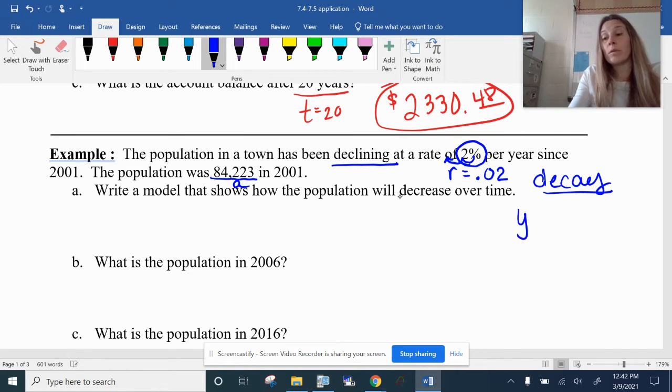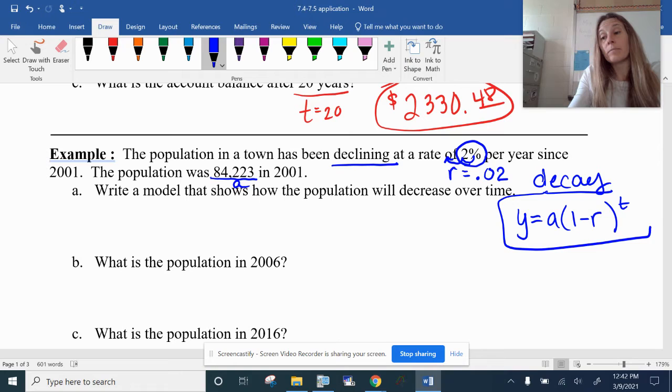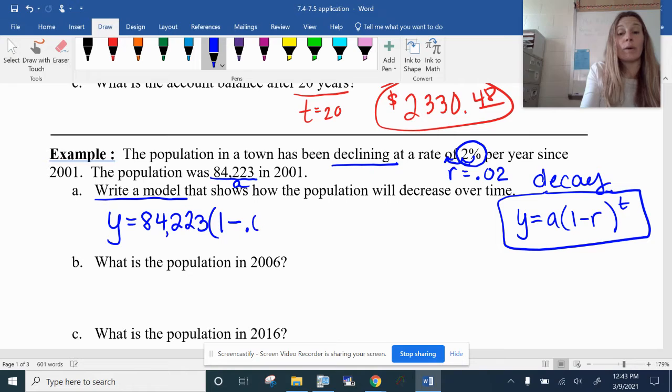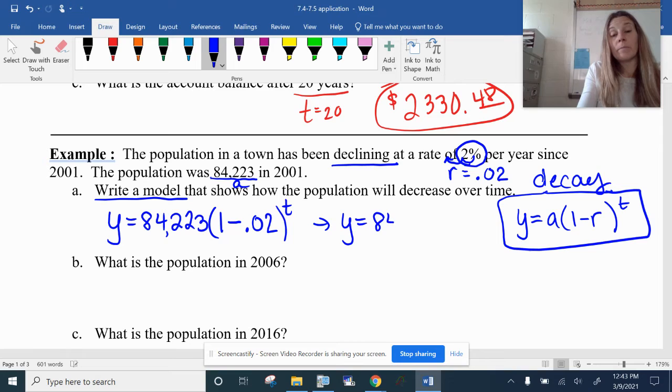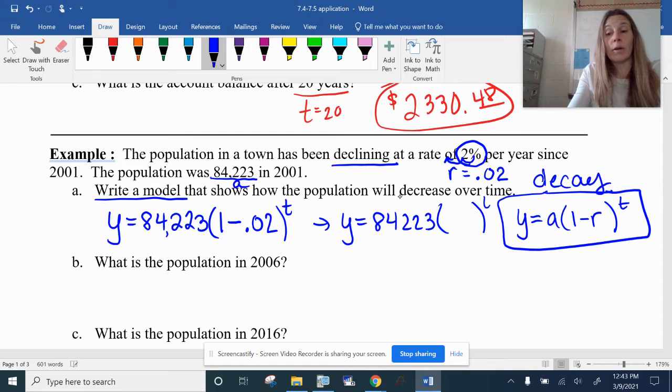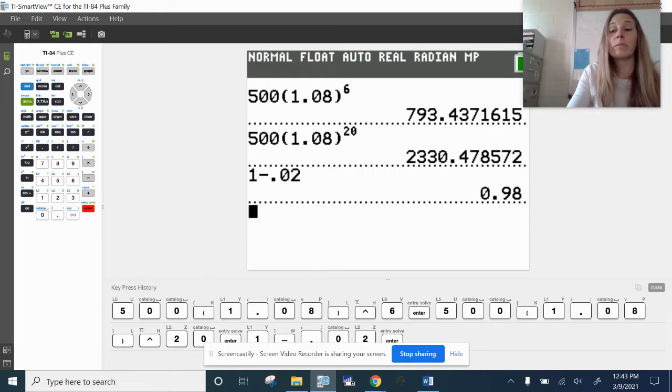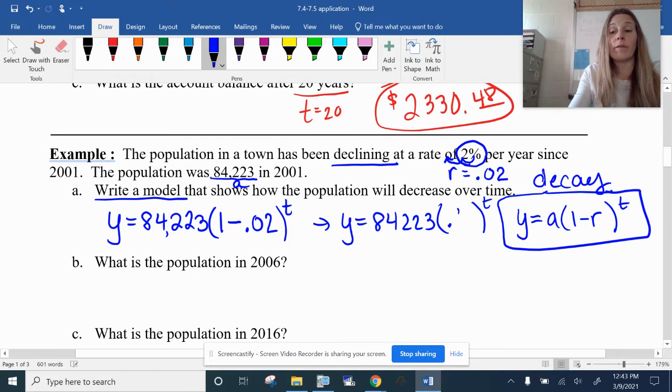So my formula that I'm using is A times 1 minus R raised to T. So I'm writing my model. That would be y equals my A value, which is 84,223, times 1 minus 0.02 raised to T. And I can simplify that by doing 1 minus 0.02 on my calculator. So if I did 1 minus 0.02, I have 0.98. And most of these are simple enough that you can do without a calculator. Now this is my model.